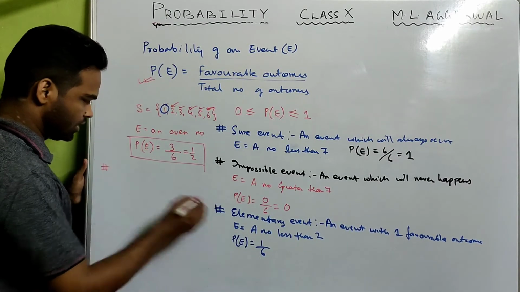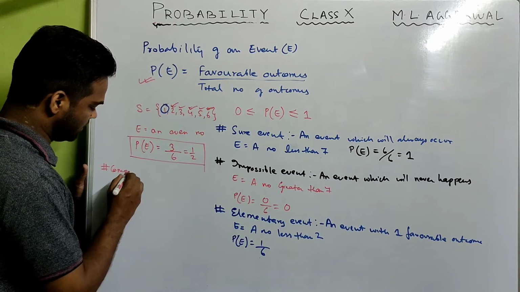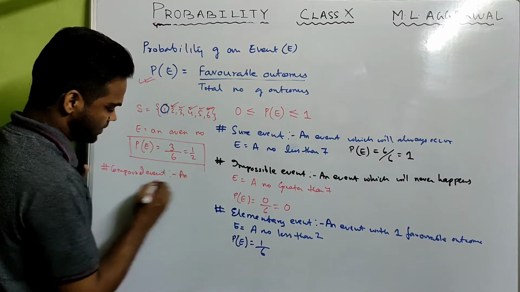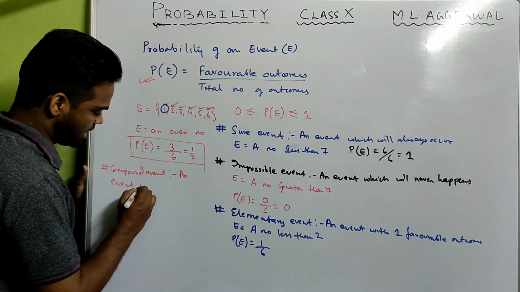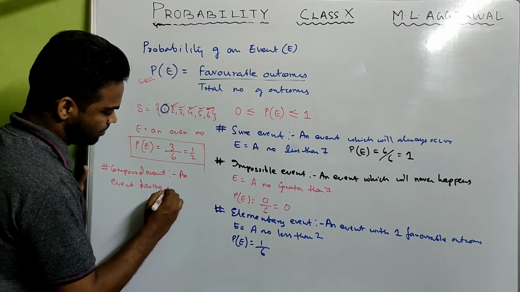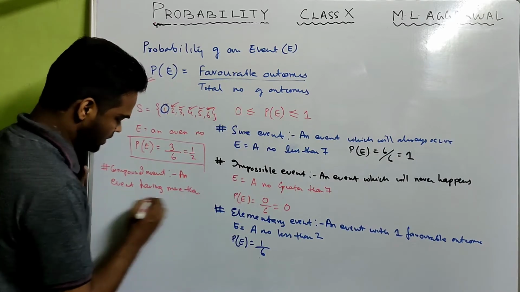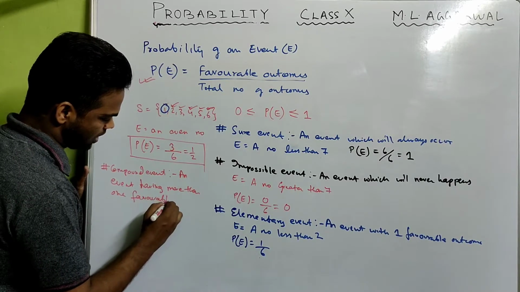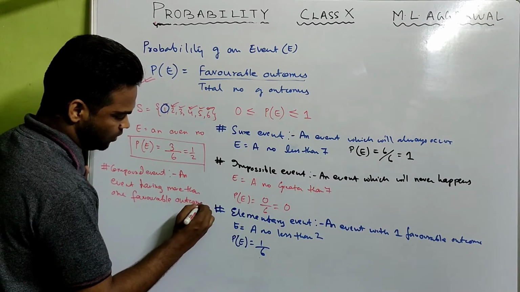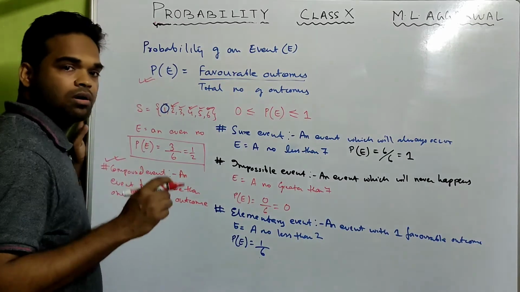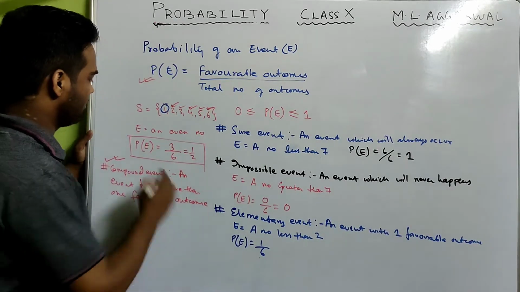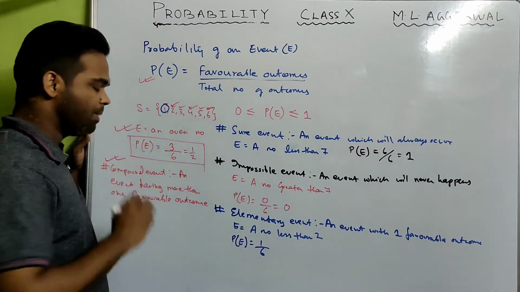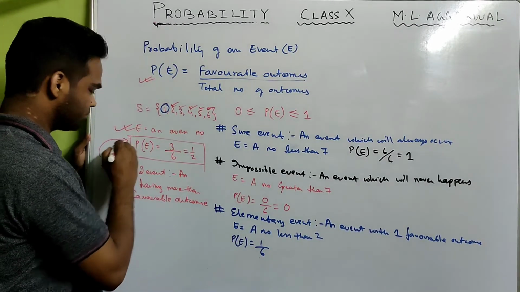Now, related to elementary only, compound event. An event having more than one favorable outcome is known as a compound event. For example, getting an even number when you throw a die, it's a compound event, isn't it?